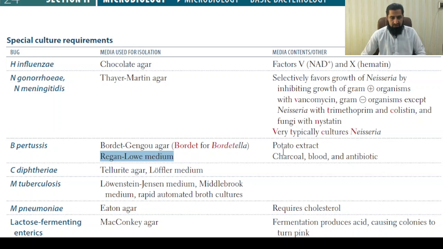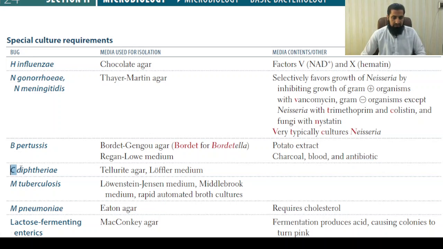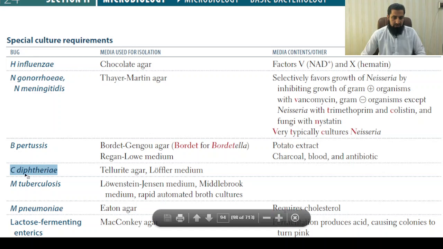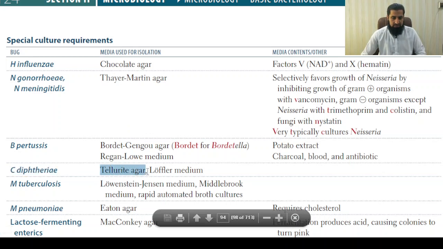This contains potato extract, charcoal, blood, and also contains antibiotics. Another bacteria is Corynebacterium diphtheriae. The media required for this is tellurite agar and Loeffler medium.